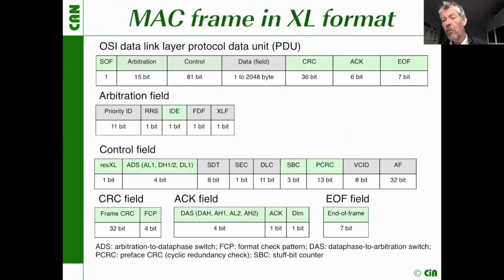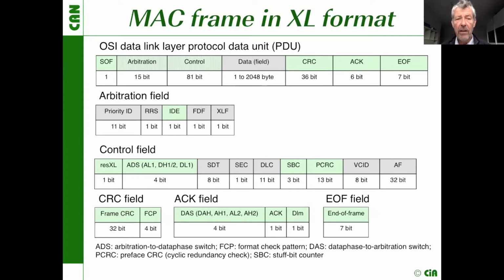Now looking from the bus side, then we see the MAC frames on the bus running. You see here the protocol data unit, which starts with a start of frame bit. No surprise, we have an arbitration field, which is 15-bit using the priority ID and some additional bits. And those which are in green, they are added by the CAN controller automatically. All the others are coming from the layer above, from the LLC.